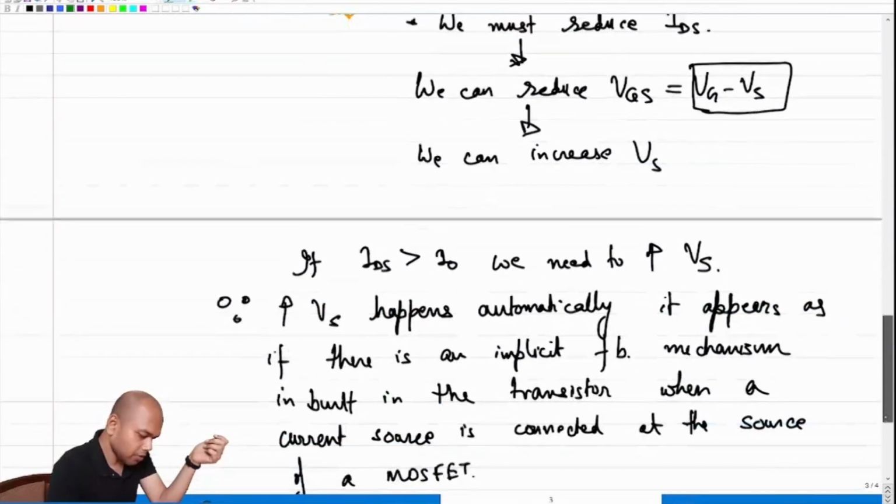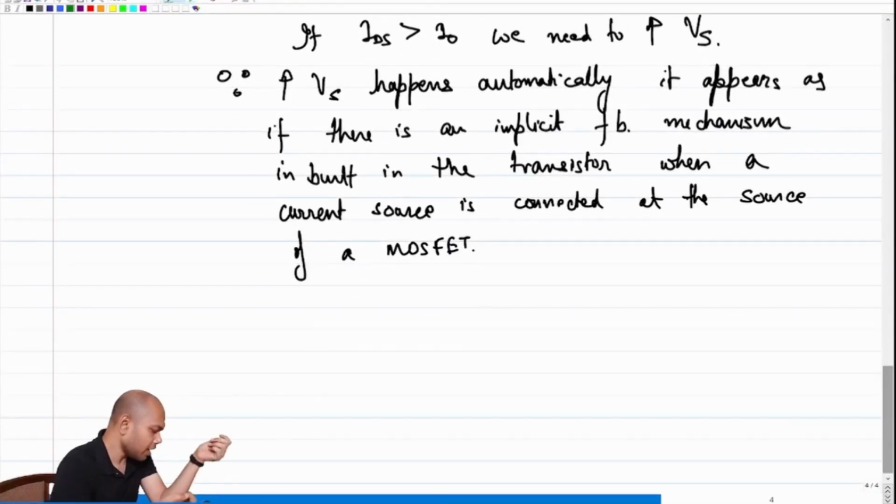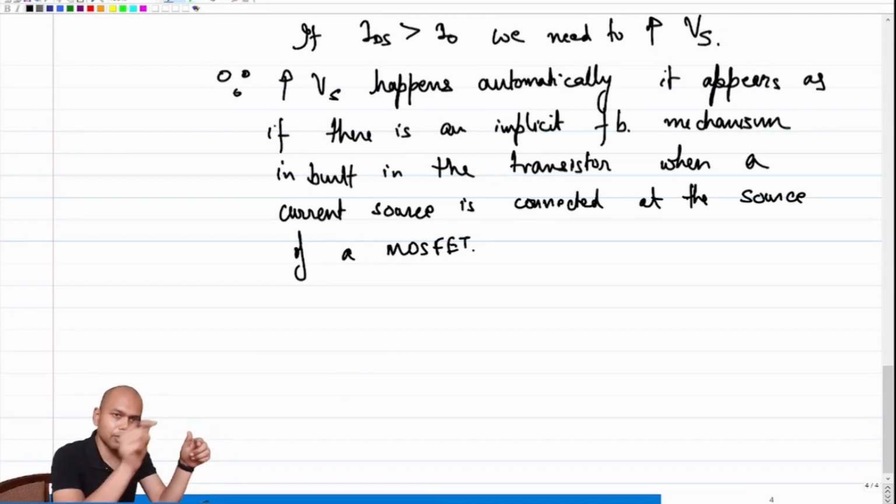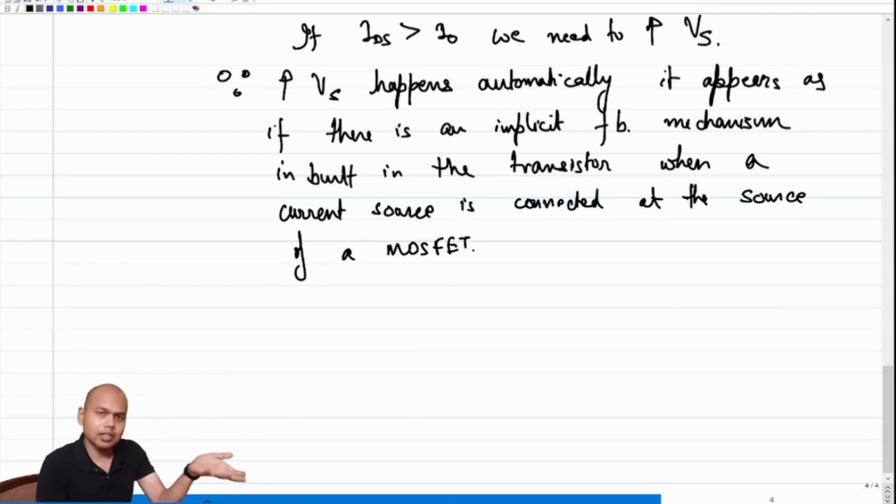So one might be curious and ask, why, in the previous example, when we connected the current source to the drain, we had to do something. It was not as if things started to work automatically. You have to make a connection between the drain and the gate. But it looks like in this case, we don't have to do anything. We just connect the current source at the source of the transistor, and things will start to work. So what is happening, right?